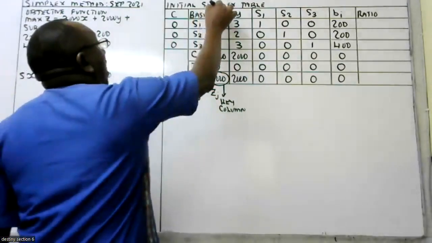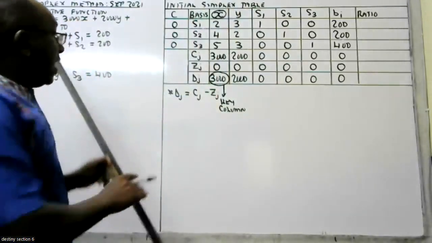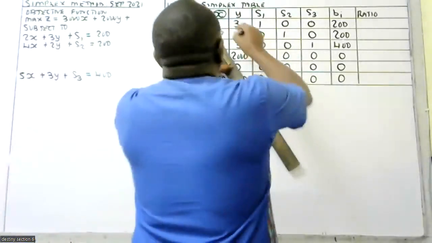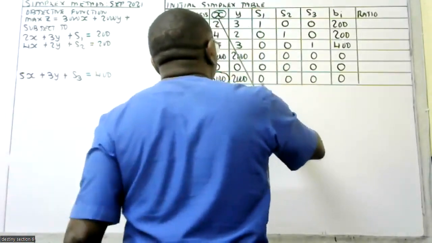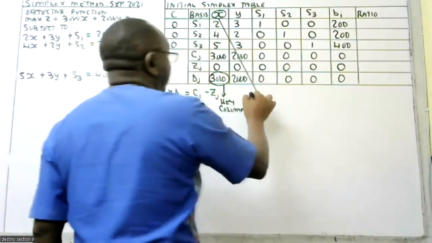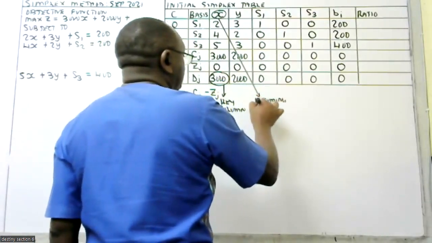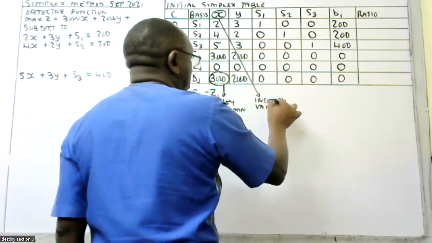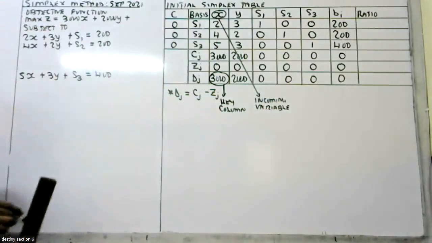Now, the value at the title of the key column, this one here, is called the incoming variable.